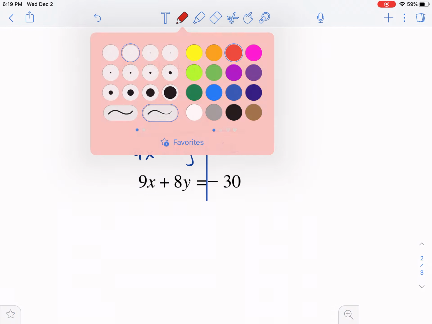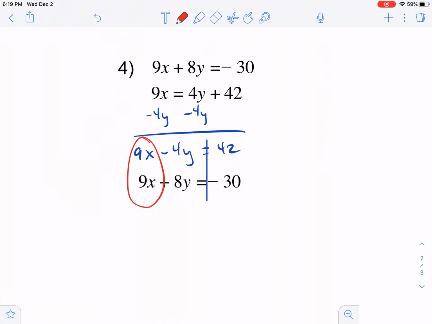So I've got a 9x and a 9x. See it? They're both the same sign. So I'm just going to subtract. When they're the same sign, you subtract. I'm going to change it to plus a negative, and a positive. 9x and 9x. Bang, 9x minus 9x. Negative 4y, I'm going to add to it a negative 8y. This is going to give me a negative 12y.